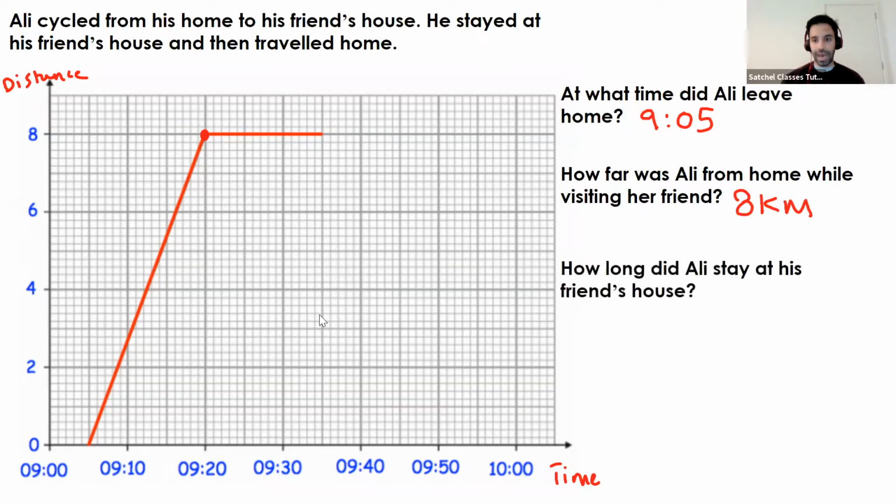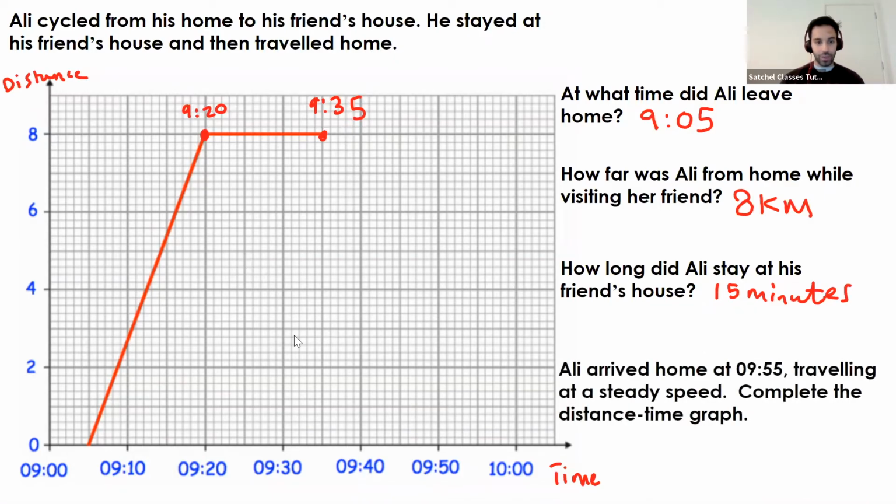Now, the next question, how long did Ali stay at his friend's house? Well, he stayed from this point to this point. So that's going to be, how long is that then? So he got to his friend at 9:20. And then he was there until this point here. So that's going to be 9:30, 9:35. So he was only there for 15 minutes.